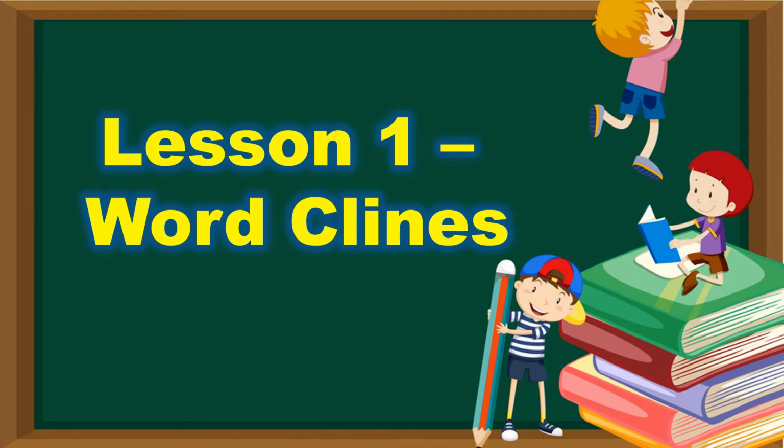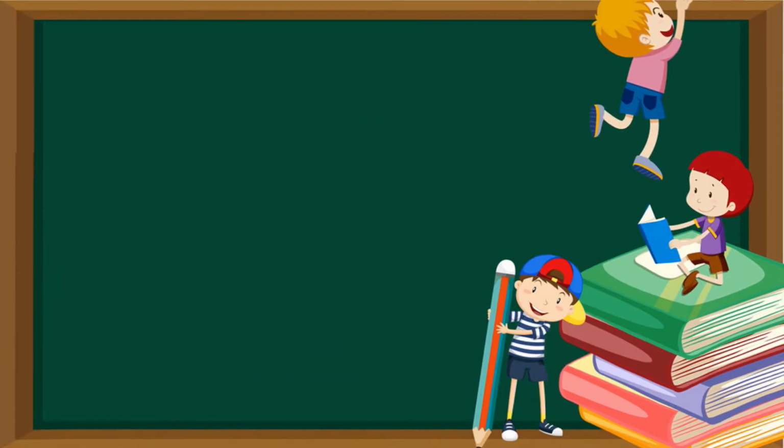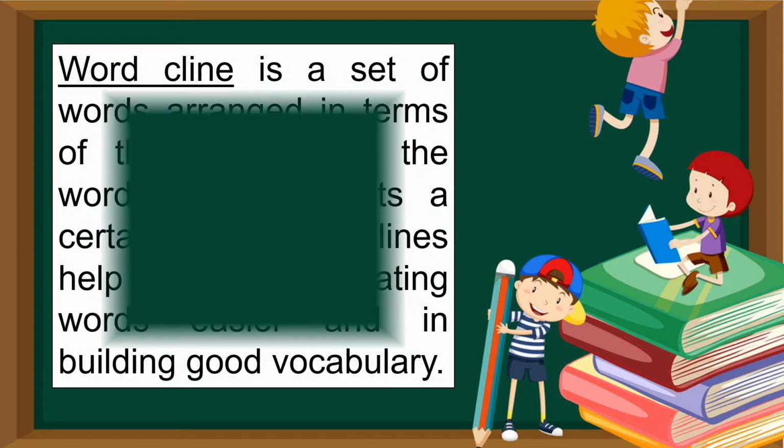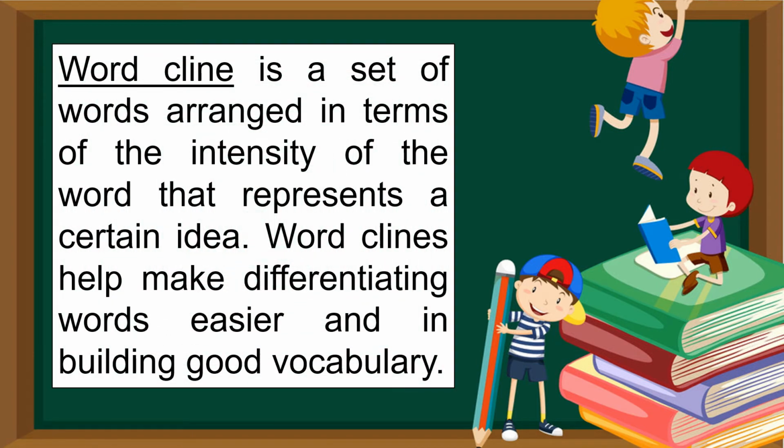We will now discuss Lesson 1, Word Clines. Word cline. Word cline is a set of words arranged in terms of the intensity of the word that represents a certain idea. Word clines help make differentiating words easier and in building good vocabulary.